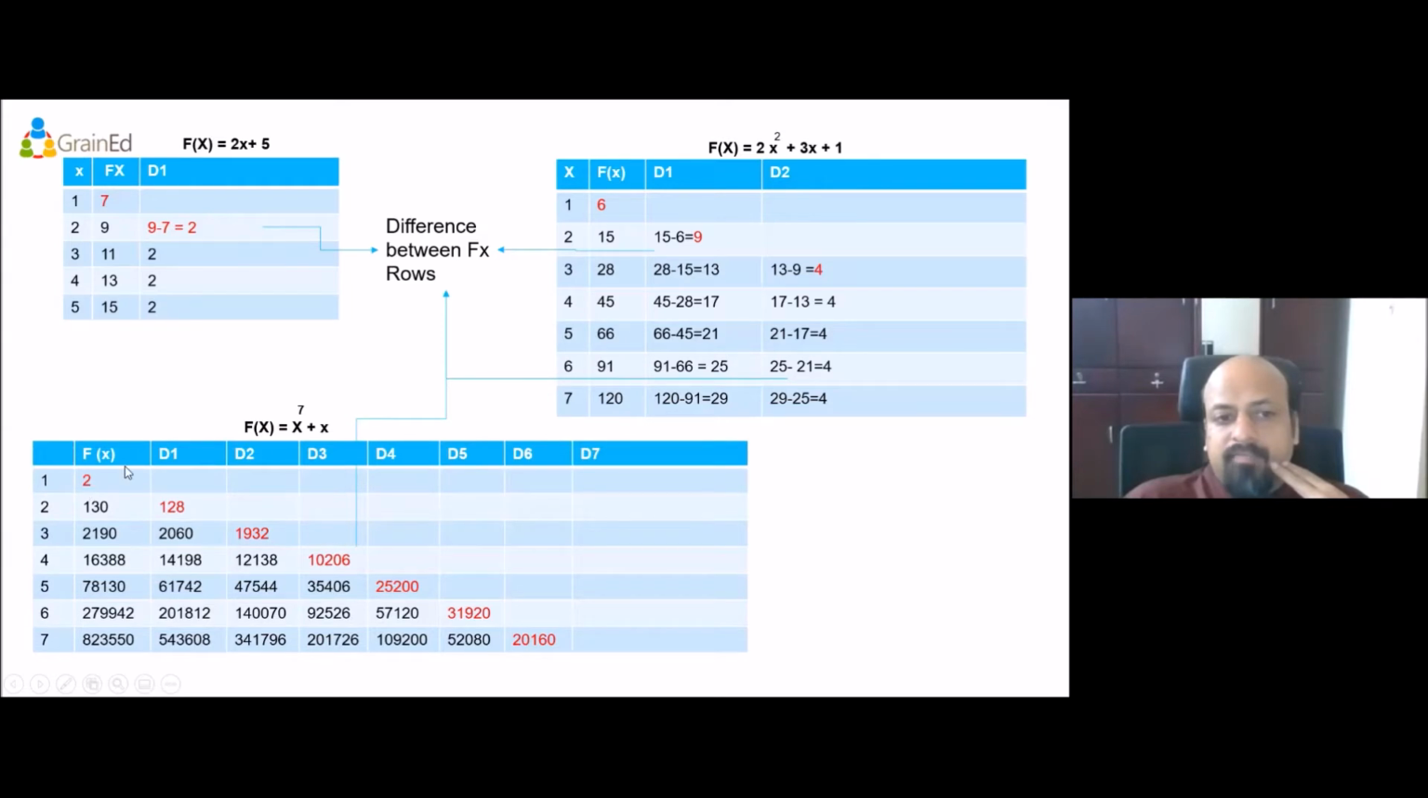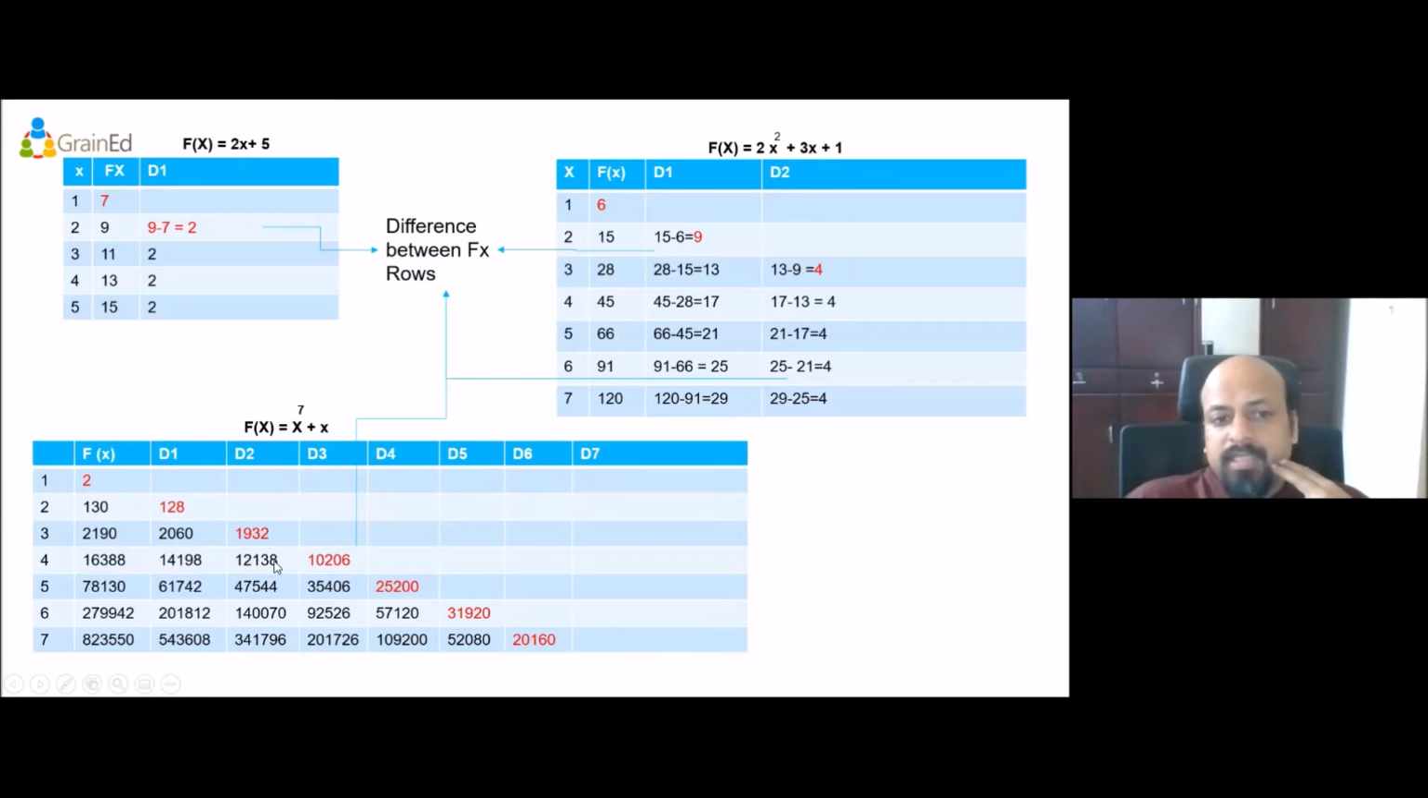Look at that, f(x). If I give 1 raised to 7 plus 1, 1 raised to 7 is 1, plus 1, 2. Then x equal to 2, 2 to the power 7 is 128, plus 2 is equal to 130. And it goes on. The differential is this minus this, f(2) minus f(1). So you get here the differential, d3 minus d2.